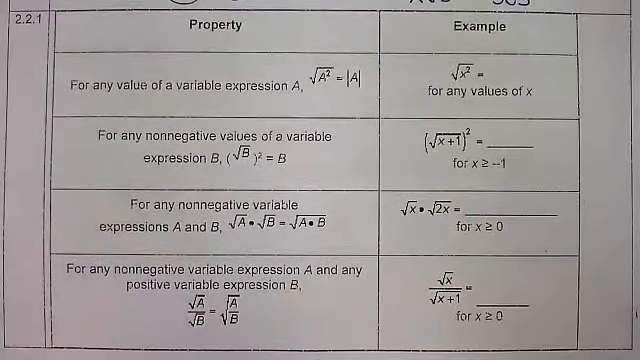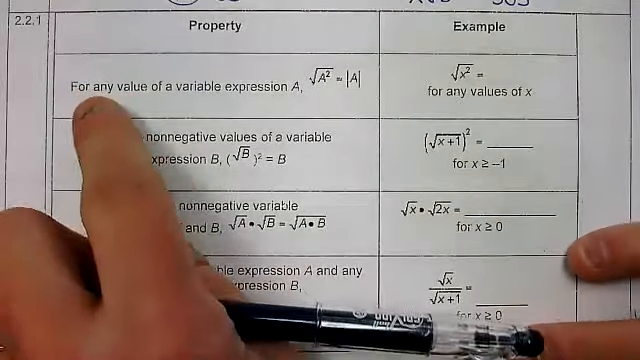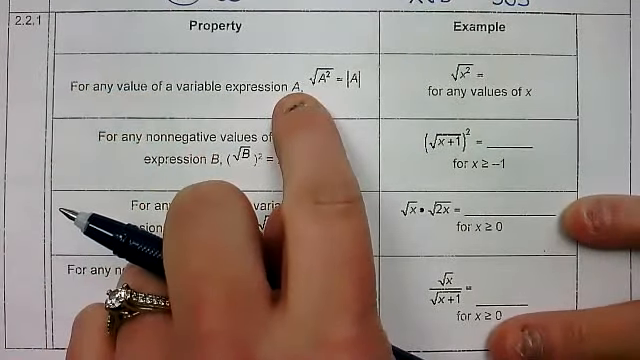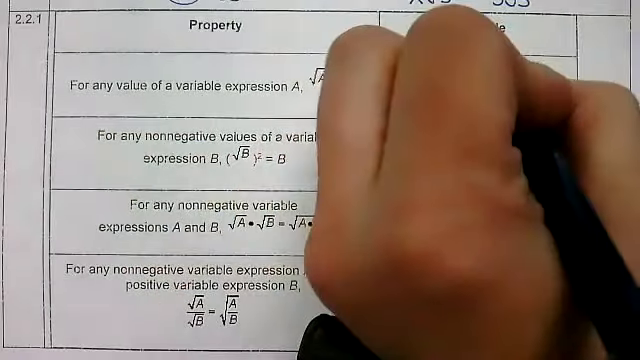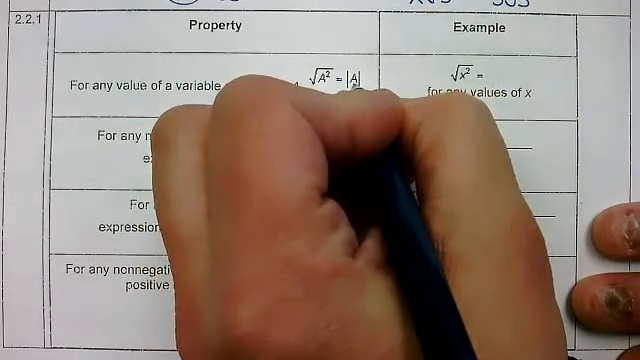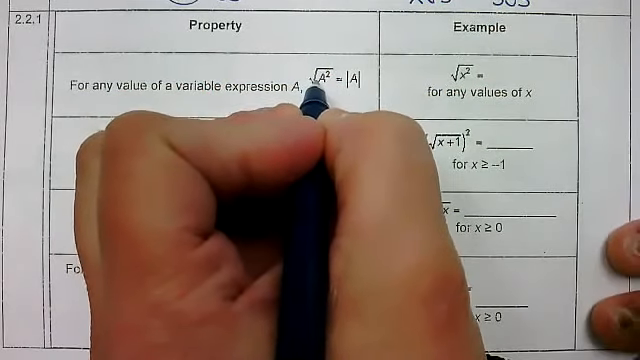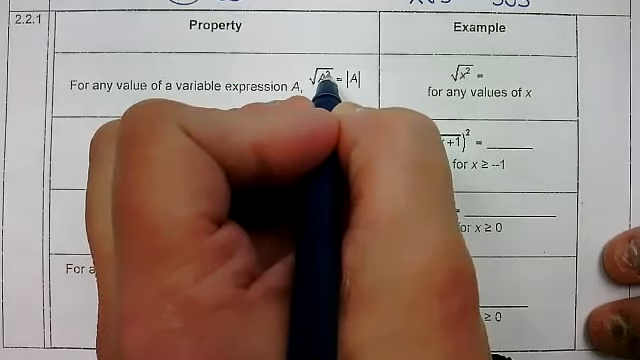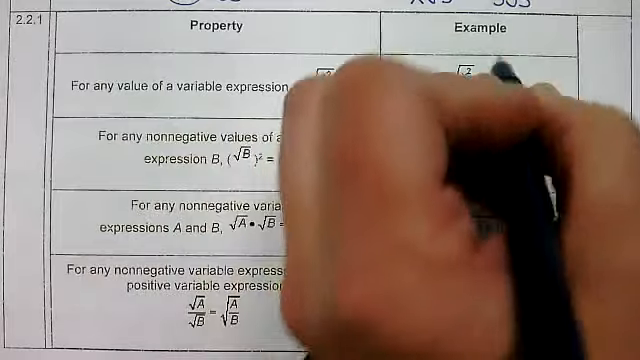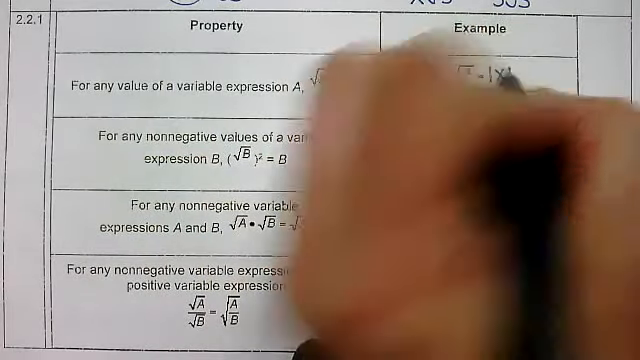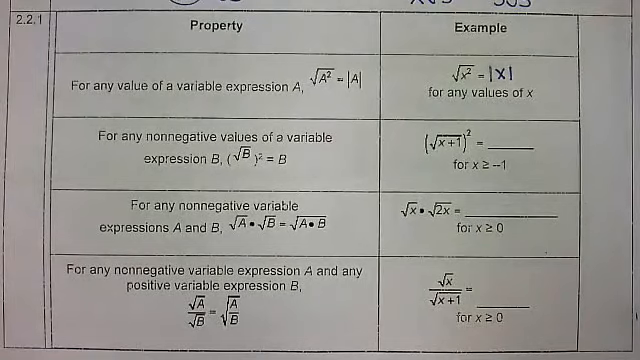So we're going to talk about some properties also. For any value of a variable expression a, if we take the square root of a squared, then we get the absolute value of that number. Remember that because this value is squared, it's going to be a positive value. And if we're taking the square root of that, then it has to remain a positive value. So the square root of x squared would be the absolute value of x. In other words, it's that positive root that we're looking for.